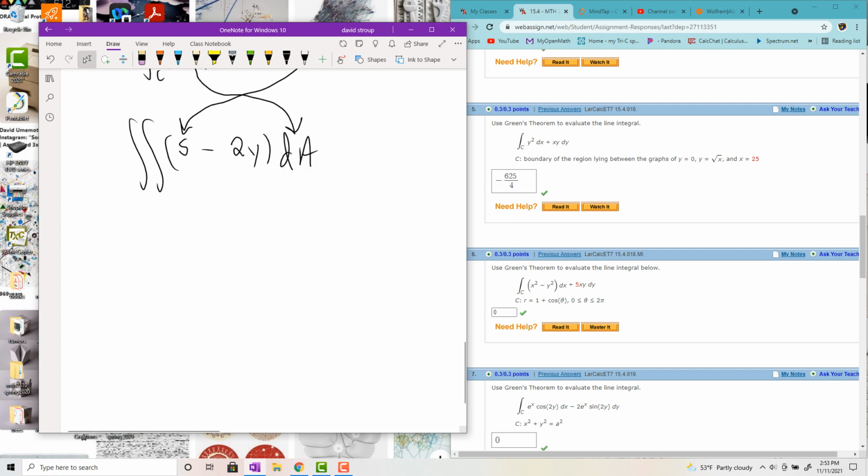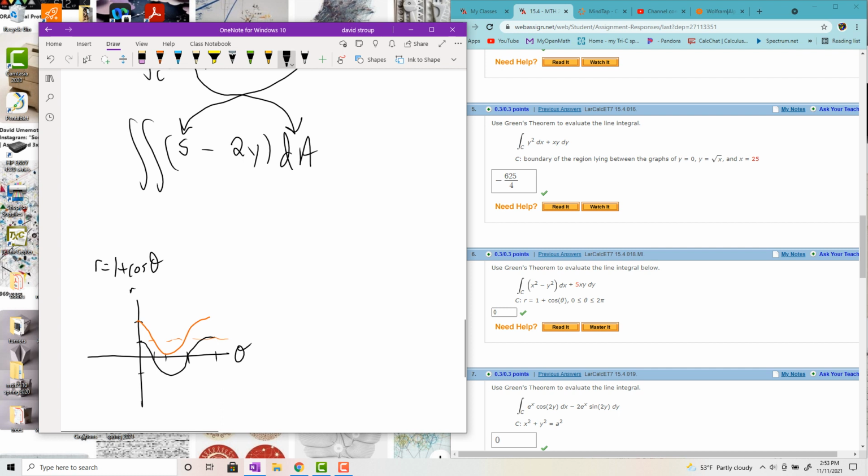The polar region is r equals 1 plus cosine theta, and that is a cardioid of some sort. So in the r theta plane, here is cosine. Cosine looks like this, and then 1 plus cosine will just shift that up 1 unit, so it'll look like this.